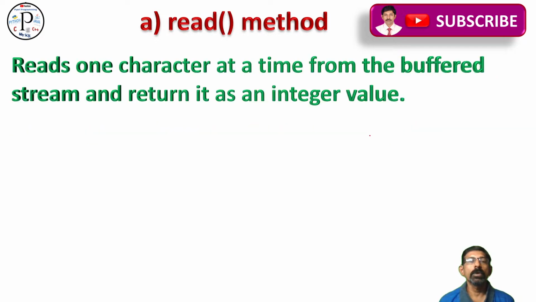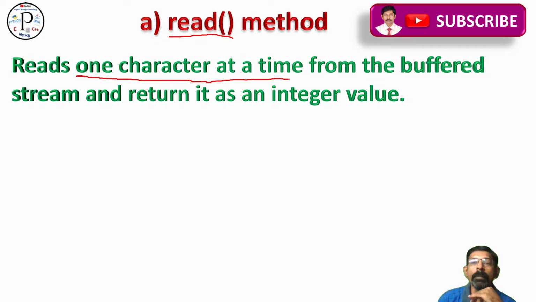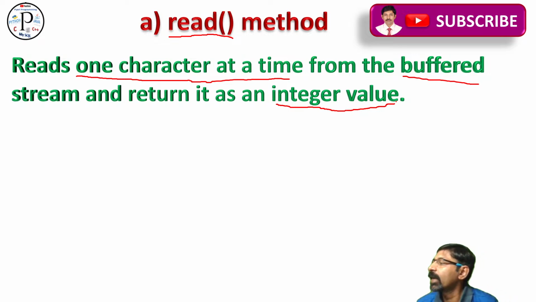Yes, first one, the definition. What is the use of this particular method? What is it going to do? Read one character at a time. I'm underlining it: it is reading one character at a time from the buffer stream and returning it in integer form. I'm underlining the important parts. It is extracting the character that is stored in a buffer and will give it for use. In which form? In integer form.